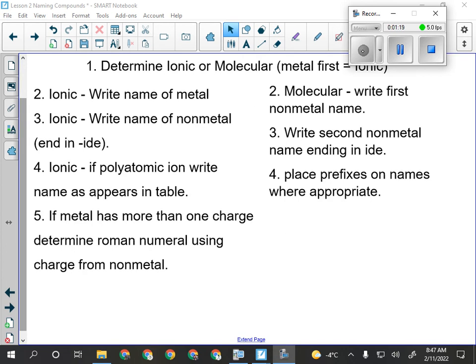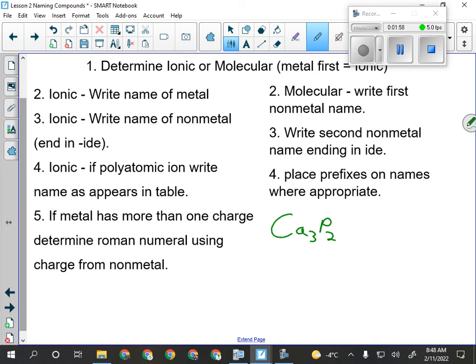Okay, so let's walk through a couple of examples of writing the name of a chemical formula. Let's say I have this formula here, and I'm supposed to write the name of that. Following my steps, the first thing I need to decide is: is it ionic or molecular? Because the rules for writing those are different. In molecular compounds we use prefixes, and in ionic compounds we don't.